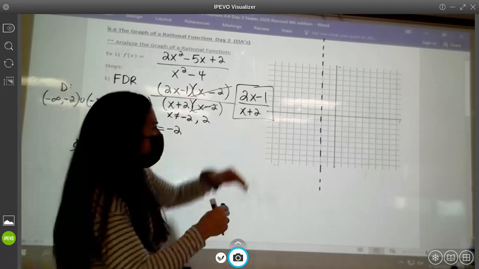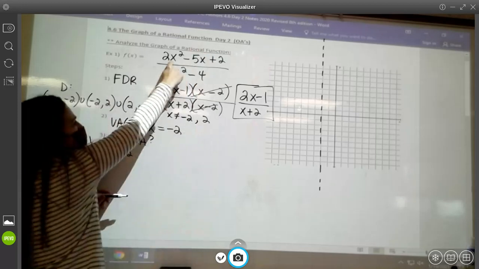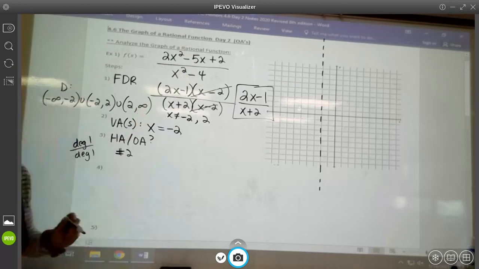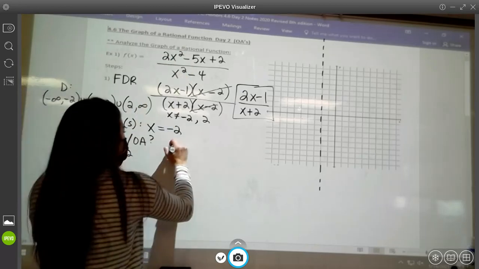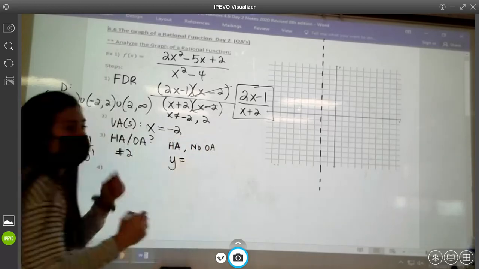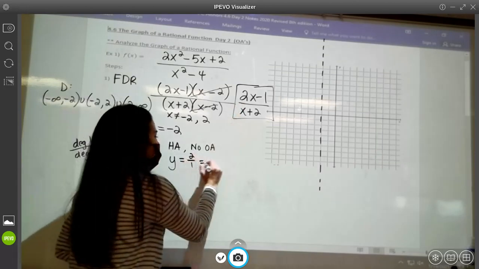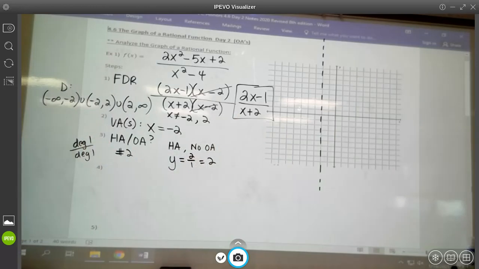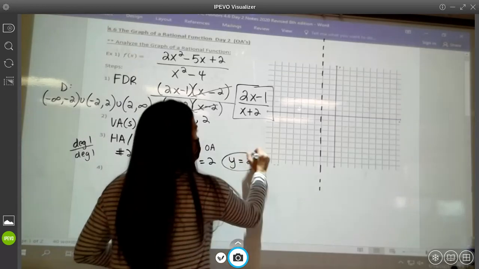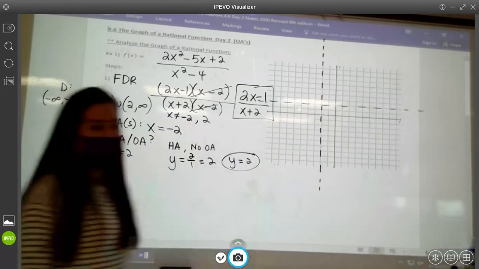When the degrees are the same, it's like everything else in the problem cancels out, and you're just focusing on 2x squared divided by x squared. And then the x squareds will cancel, and you'll be left with 2 over 1. So you'll be left with an HA, no OA, and it'll be the line y equals the ratio of the leading coefficients, 2 over 1, which is 2. So you'll have an HA at the line y equals 2. Now throw that on your graph.